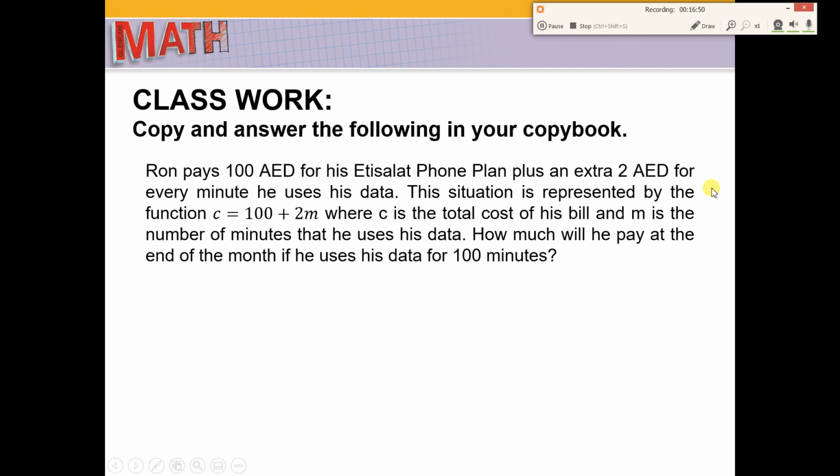Okay, so that concludes this video and that lesson, lesson 5.2. So we've already covered all the parts from 1 to 4, and this is the last one. Okay, I hope you have your copybooks with you, because now you will be answering one practice exercise as your classwork. Copy and answer the following in your copybook. So you have the word problem here, and then you have to answer the question that is included in the word problem. Remember to always show your solution.